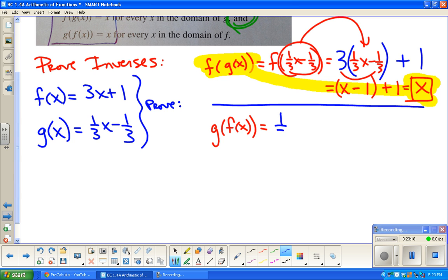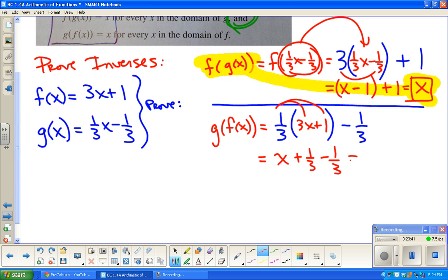Okay, so g says do 1/3 of whatever x is. In this case, it's f of x minus 1/3. Well, f of x, sorry, skipping a step, is 3x plus 1. Okay, so distributing, 1/3 times 3 is 1, so this is just going to be x. And then 1/3 times 1 is 1/3, minus 1/3. Aha! x. Okay, so are f and g inverses?